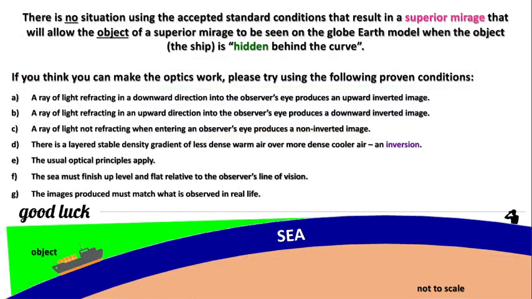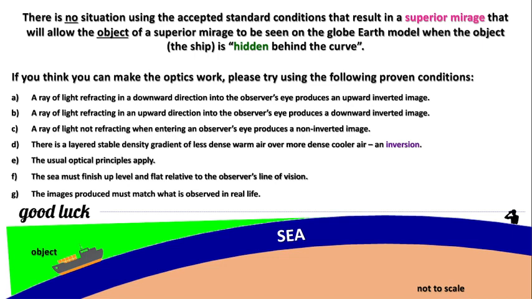There is no situation using the accepted standard conditions that result in a superior mirage that will allow the object of the superior mirage to be seen on a globe Earth model when the object is hidden behind the curve. If you think you can make the optics work, please try using the following proven conditions.